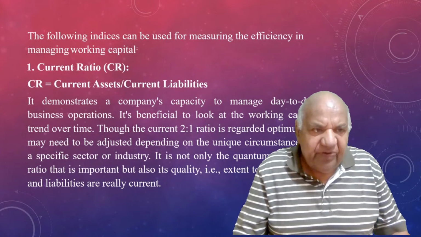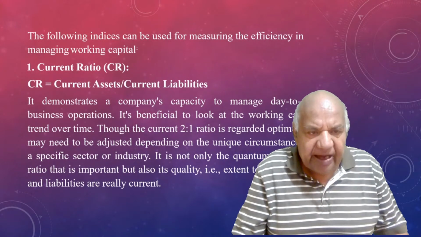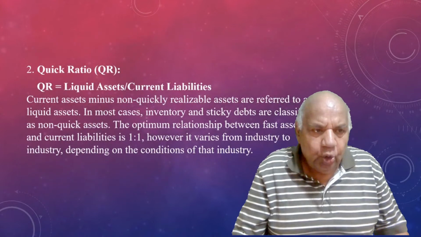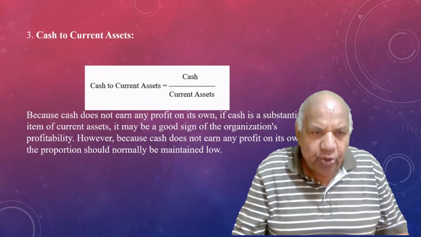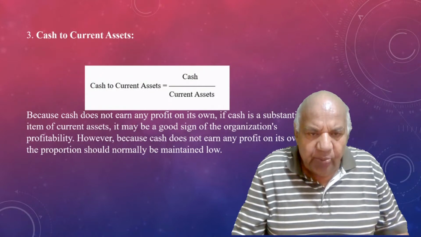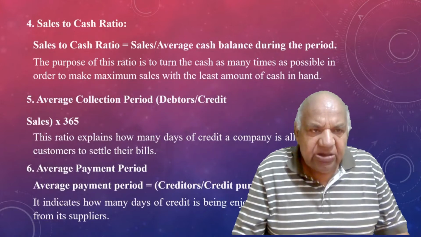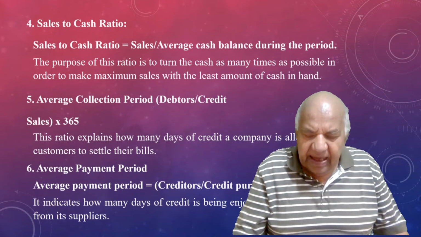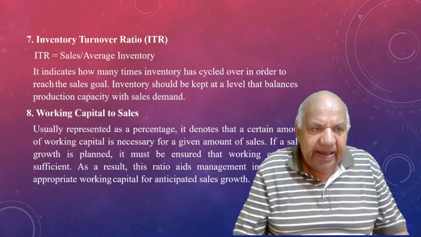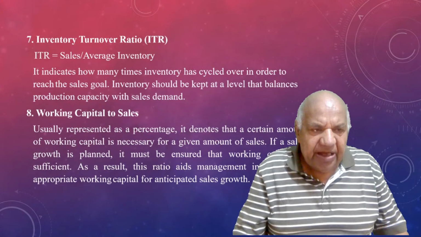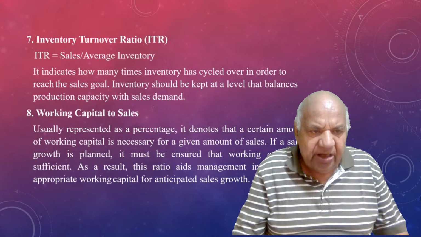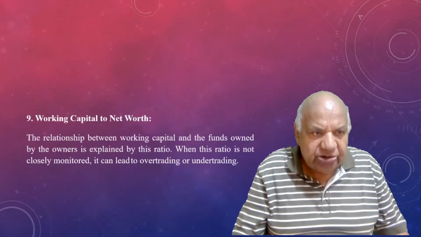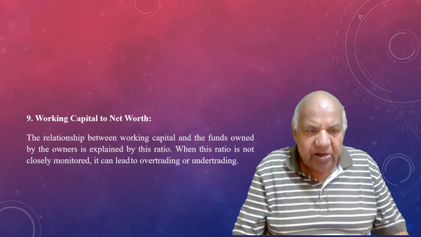How to measure the efficiency? Current ratio, which is current assets upon current liability. Quick ratio, which is liquid assets upon current liability. Cash to current assets, ratio between cash and current assets. Sales to cash ratio. Average collection period, which is in number of days. Average payment period. Inventory turnover ratio, relationship between sales and average inventory. Working capital to sales, and working capital to net worth.